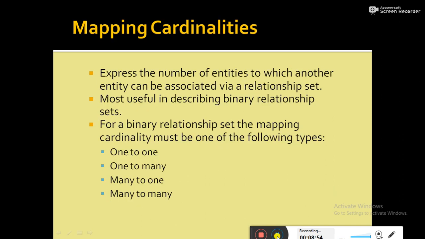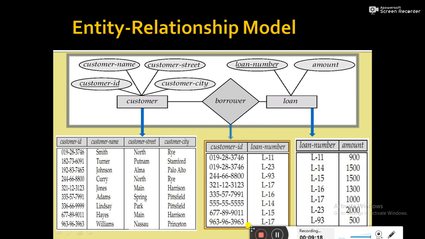The next terminology of ER diagram is mapping cardinalities. The mapping cardinalities express the number of entities to which another entity can be associated via a relationship set. Now mapping cardinalities is also termed as cardinality ratio. Just take an example, go back to the previous slide, take the example.